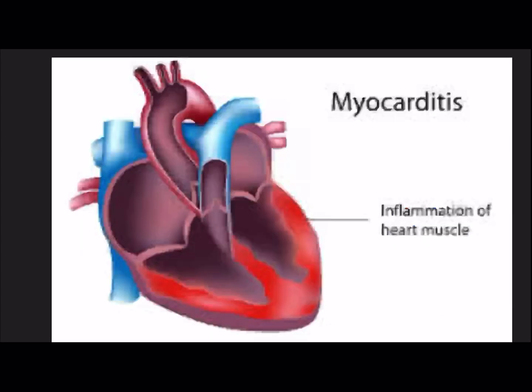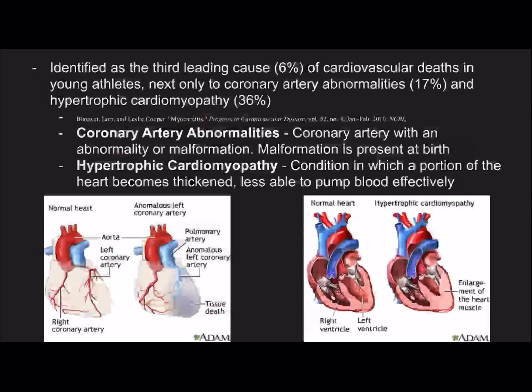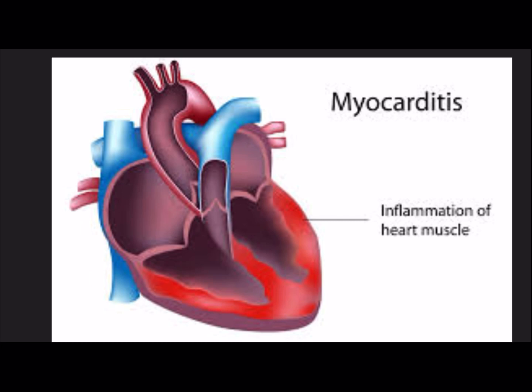And this is just a diagram of what myocarditis looks like. So like I said earlier, myocarditis is essentially just an inflammation of the heart muscle. So that bright red area represents the inflammation. And going back to hypertrophic cardiomyopathy, that pink area is enlarged. And that's similar to what happens in myocarditis as well. There's the inflammation, and then that puts extra stress on the other parts of the heart.